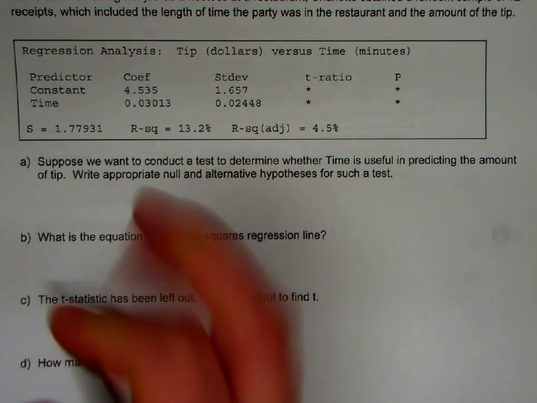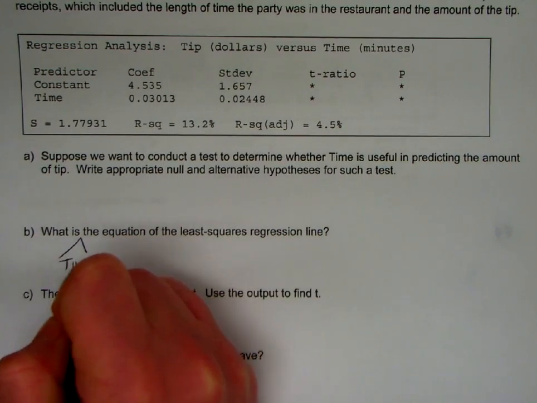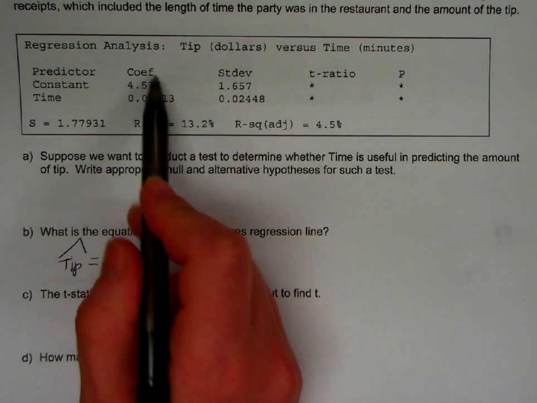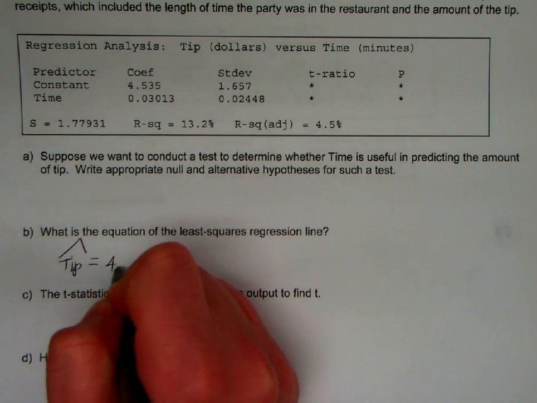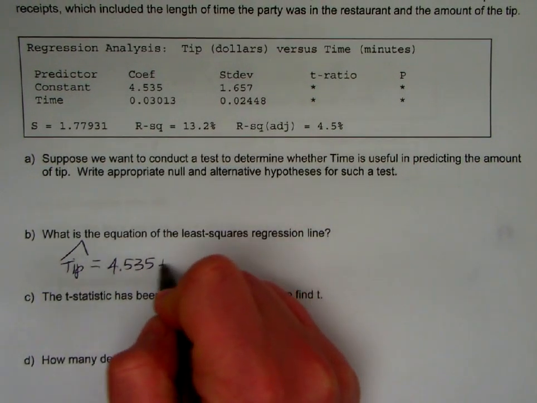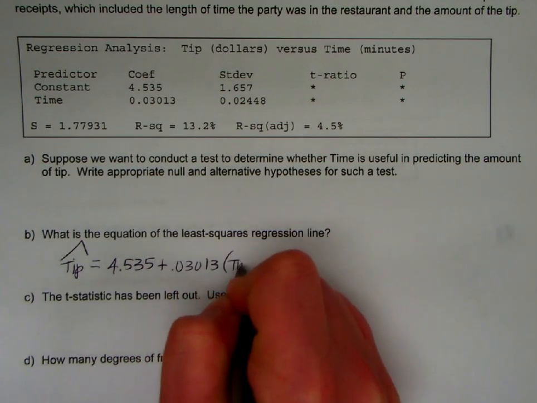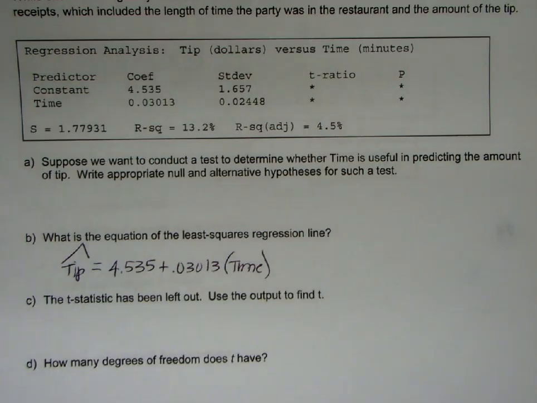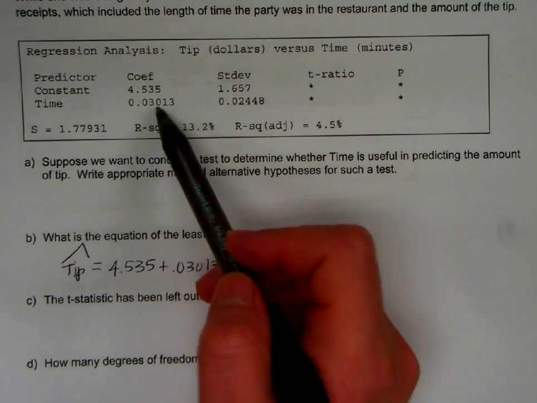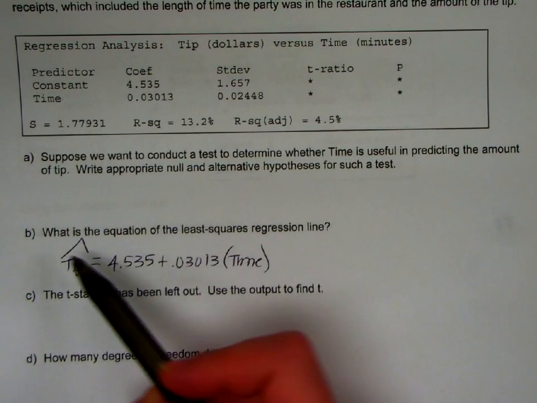So let me start by getting the equation of the least squares regression line. It looks like they're trying to make predictions for tip, and the coefficient of the constant, that's a, plus 0.03013 times time. Okay? And so notice these are the coefficients, the y-intercept and the slope. The slope is next to the explanatory variable, which is time. Make sure it's got a caret.